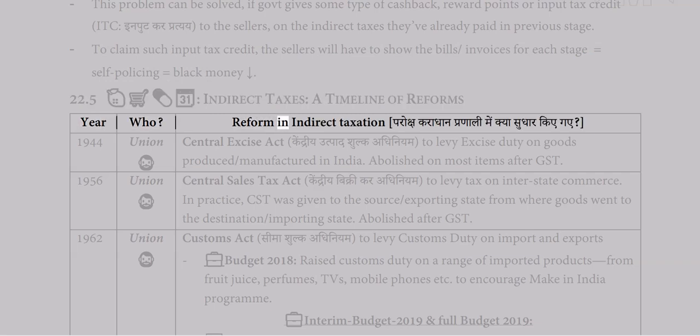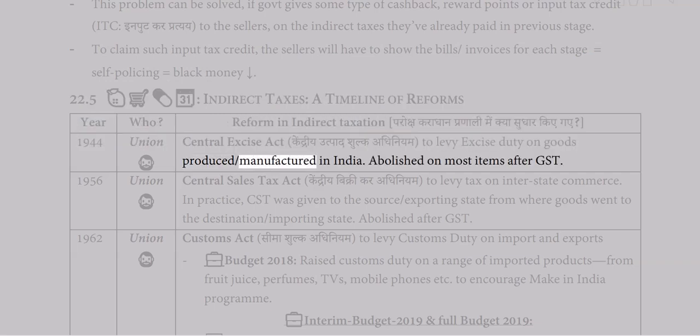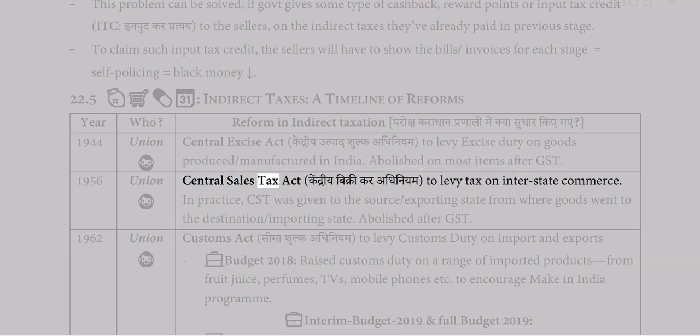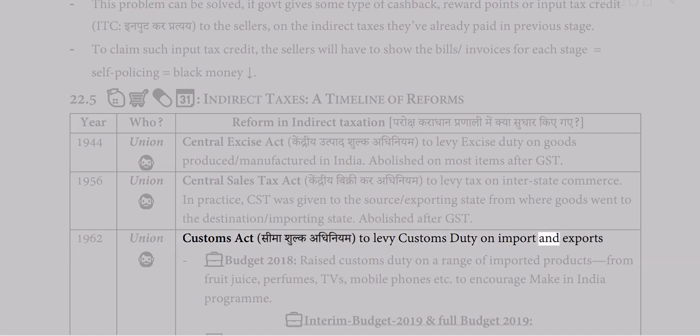22.5 Indirect taxes, a timeline of reforms. 1944 Union: Central Excise Act to levy excise duty on goods produced and manufactured in India. Abolished on most items after GST. 1956 Union: Central Sales Tax Act to levy tax on interstate commerce. In practice, CST was given to the source exporting state from where goods went to the destination importing state. Abolished after GST. 1962 Union: Customs Act to levy customs duty on imports and exports.